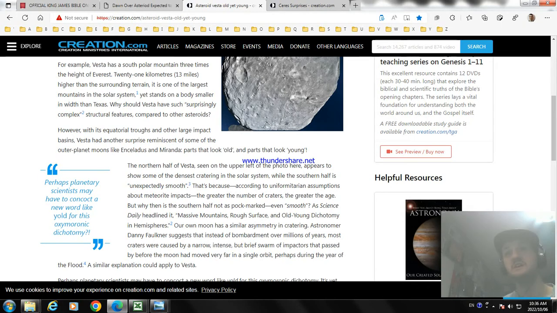Vesta had another surprise, reminiscent of some of the outer planet moons, like Enceladus and Miranda. Parts look old and parts look young. The northern half of Vesta, seen on the upper left of the photo, appears to show some of the densest cratering in the solar system. The southern half is unexpectedly smooth.